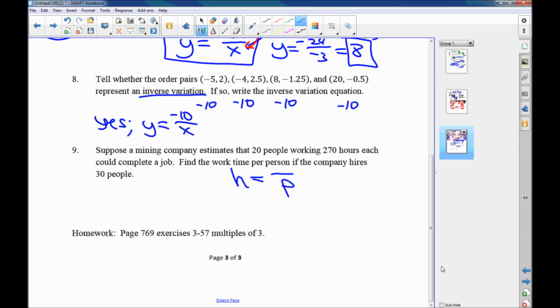Okay, so 20 people, that's our input, makes 270, that's our output, 270 hours per person. So our constant of variation is going to be 20 times 270, because an input and output multiplied together will always be the constant of variation for an inverse variation problem. So this is going to be 5,400. So here's our equation. The number of hours the person has to work is 5,400 divided by the number of people. Okay, so basically it takes 5,400 total hours to complete the job. Now we're saying, what if we hired 30 people instead of 20? How fast would the job go?